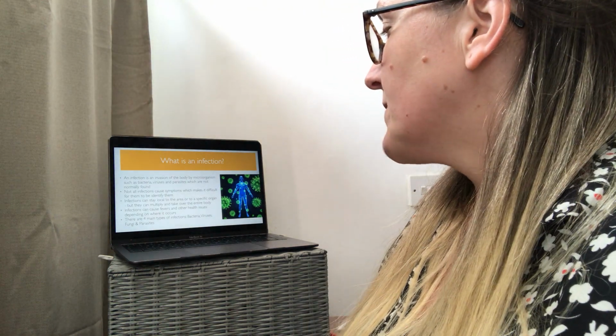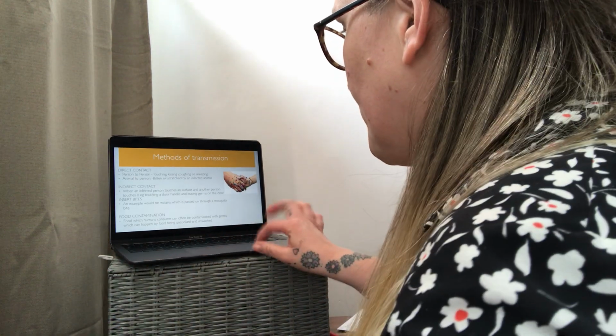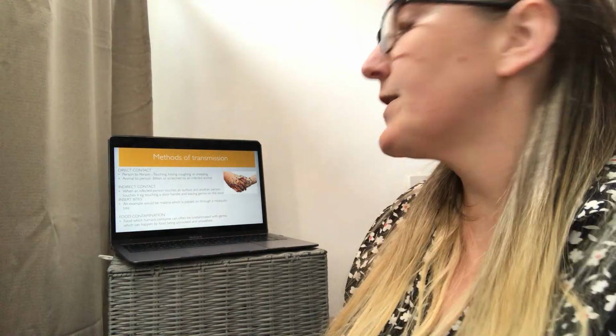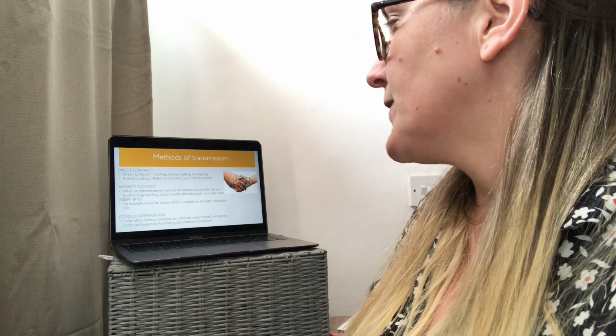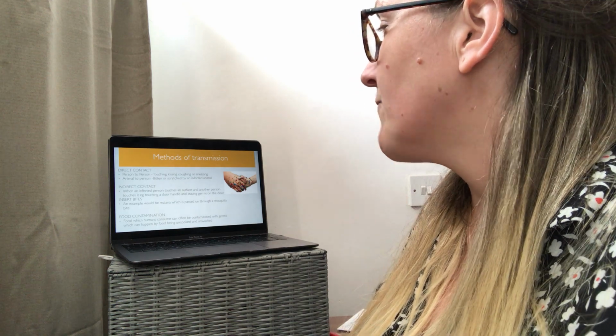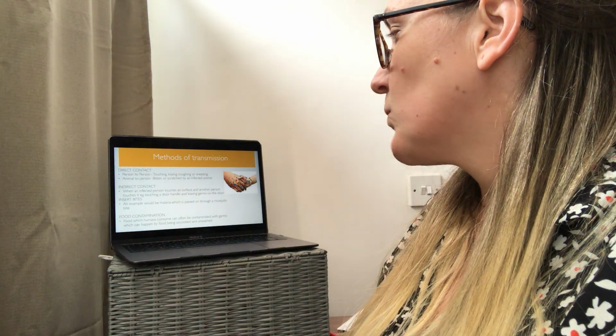And there are four main types of infections: bacteria, viruses, fungi and parasites. Okay, so there are four methods of transmission. The first one is direct contact. That's person to person, such as touching, kissing, coughing and sneezing. And also animal to person, where a scratch or a bite from an infected animal can infect the person.